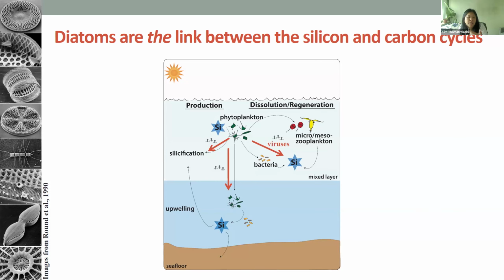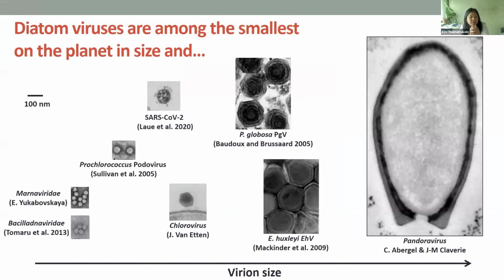But for a long time, diatoms were thought to be immune to viral infection due to the physical protection afforded by their silica cell wall. But the first diatom virus was actually discovered back in 1999, and it turns out that they've been able to evade our methods of detection because they are among the smallest viruses on the planet.